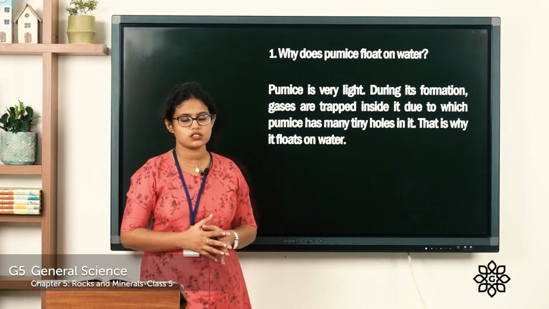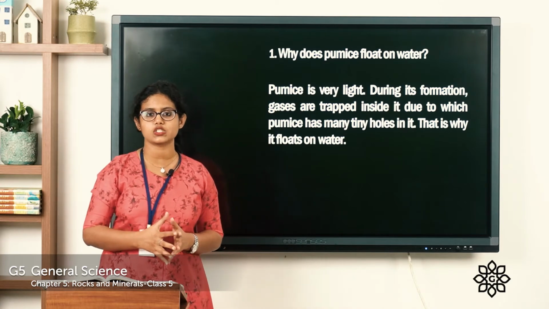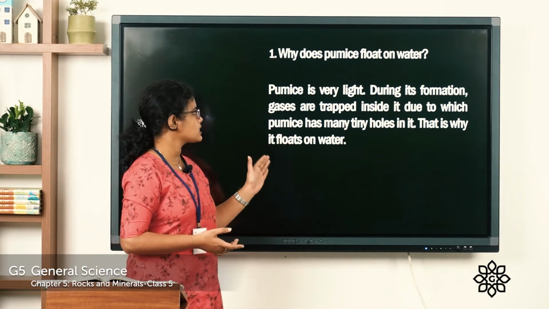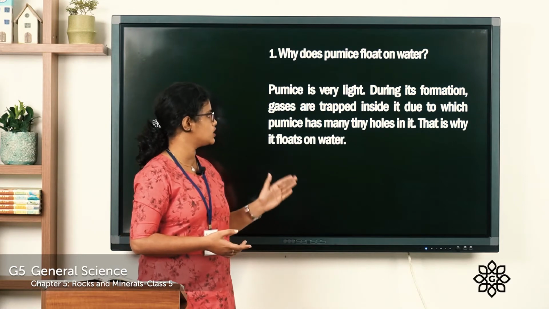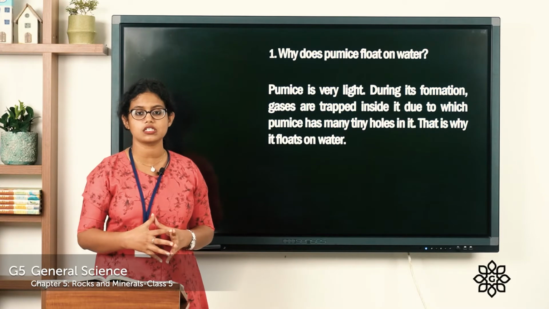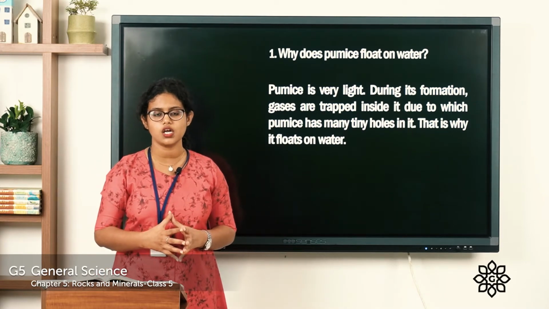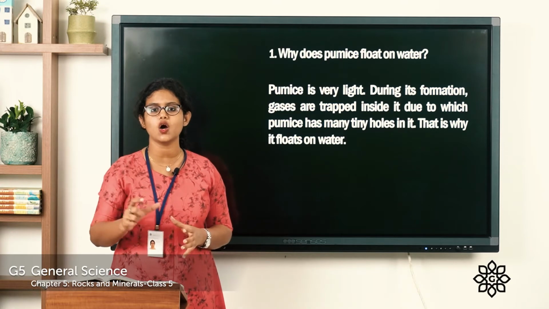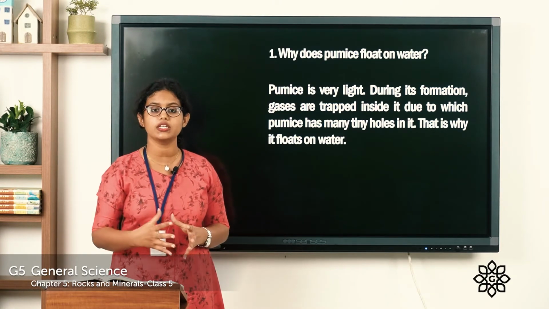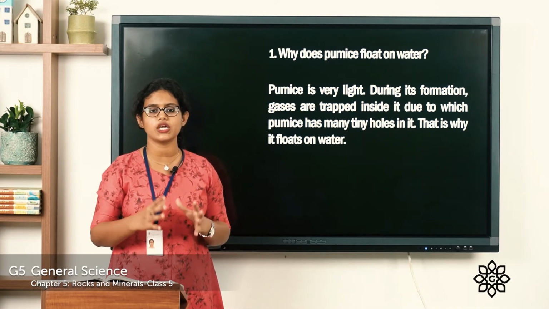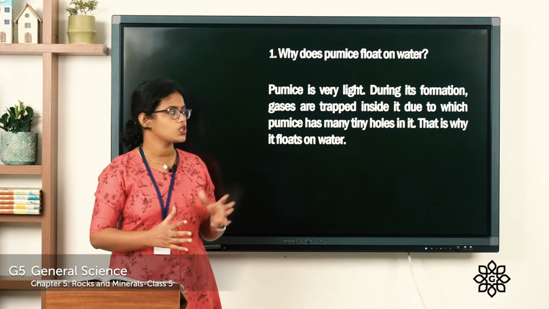Pumice is very light. It weighs much lesser than that of other rocks. During its formation, gases are trapped inside it, due to which pumice has tiny holes in it. When we discussed the igneous rocks, we saw the picture of the pumice, and we know that it has tiny holes in it, which means during its formation, air got trapped inside it.